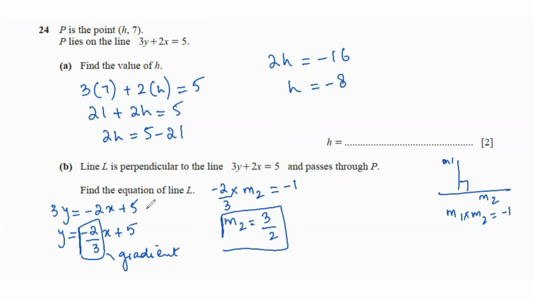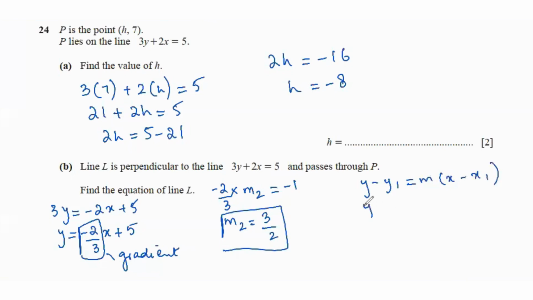Now next is to find the equation of line L. Since line L also passes through P, we can use the point negative 8 and 7 to find the equation. For this, the formula we'll use is y minus y1 equals m times x minus x1. y minus y1, which is 7, m, which is going to be 3 over 2 times x minus negative 8. I'm going to get rid of the fraction. So it's going to be 2 times y minus 7 equals 3 times x plus 8.